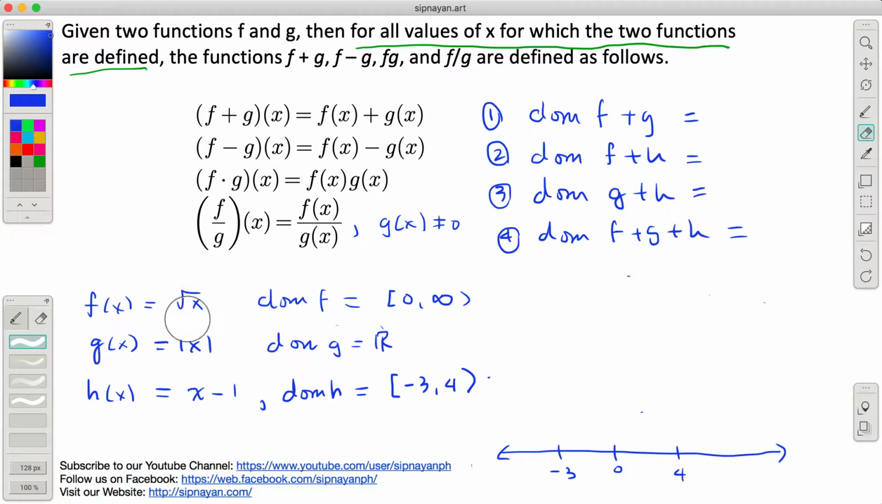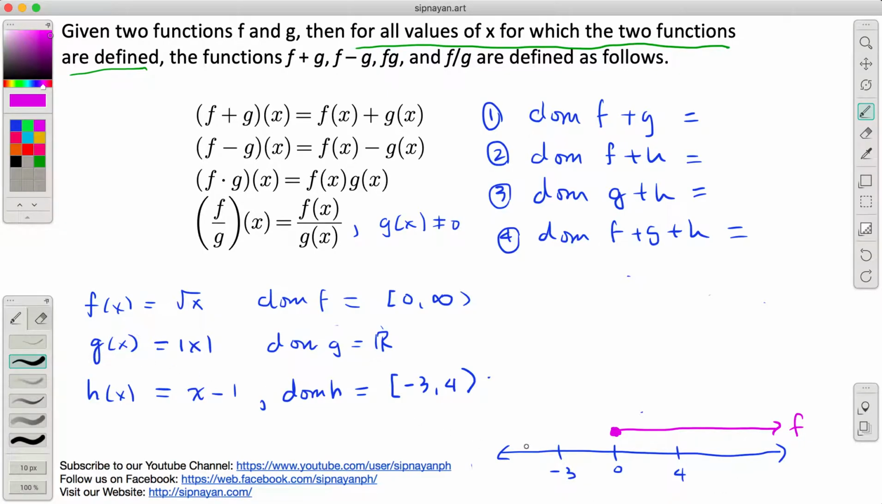So, una, yung domain of f. Domain of f is from 0 to infinity. So, domain of f from 0 to infinity. Ayan yung domain of f natin.